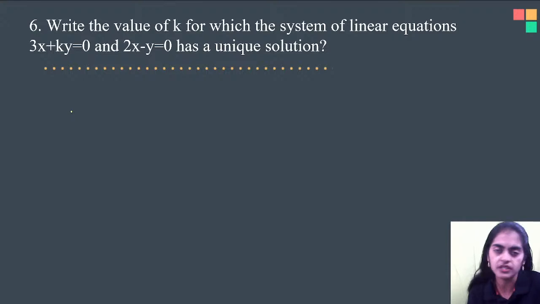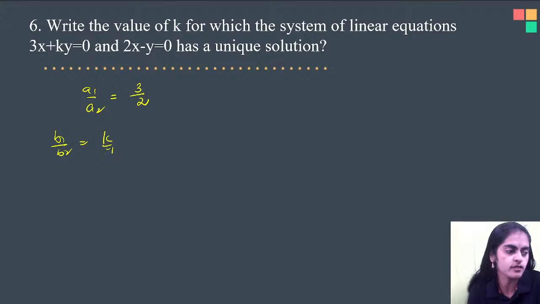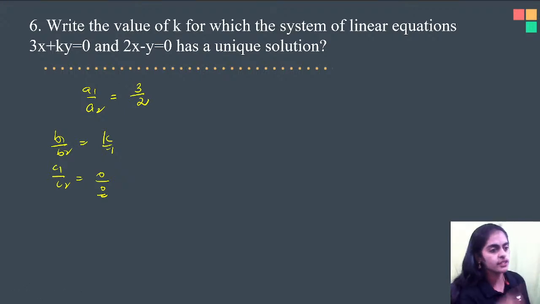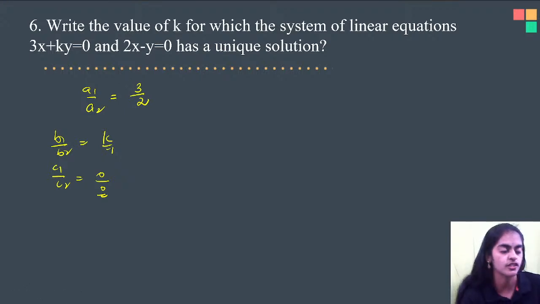So how do you do for this? A1 by A2 is 3 by 2. B1 by B2 is k by minus 1. C1 by C2 is 0 by 0. Okay. So very clearly यहाँ पे they have unique solution.